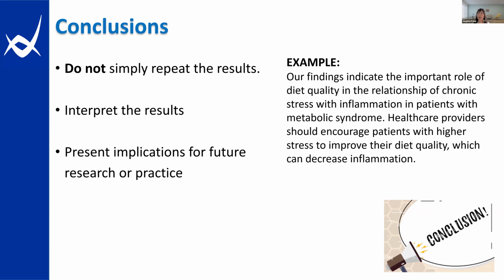So here's an example. Our findings indicate the important role of diet quality in the relationship of chronic stress with inflammation in patients with metabolic syndrome. And I said healthcare providers should encourage patients with higher stress to improve their diet quality, which can decrease inflammation, right? So those kinds of implications would be nice to have. It will make readers and reviewers see, oh, this is an important part, right? That's why we learn.